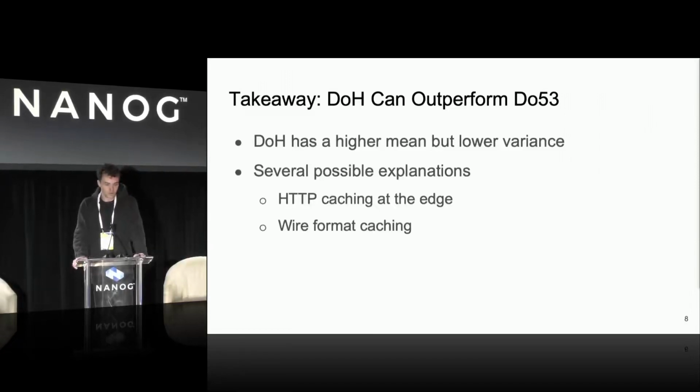And there's a couple of explanations we thought about. One is wire format caching, where it might be the case that the entire wire format is getting cached for HTTP, and that might enable faster response times. Not exactly clear how much that might improve response times. But we also thought that maybe in the case of a CDN like Cloudflare, they might be doing HTTP caching at the edge, very close to the user, which might also be improving response times for DoH in comparison to traditional DNS.